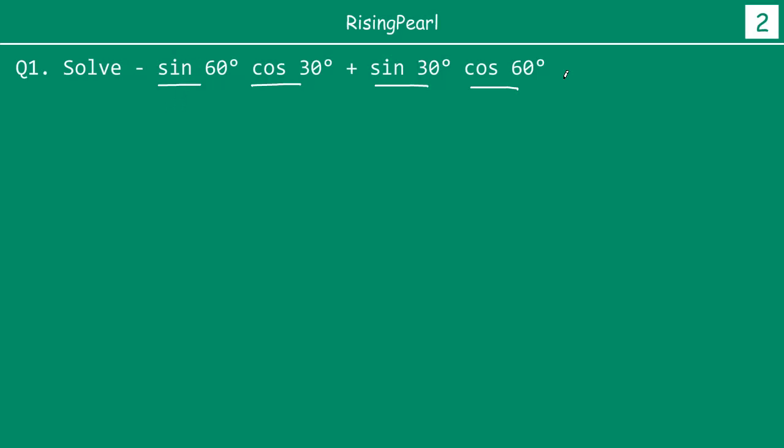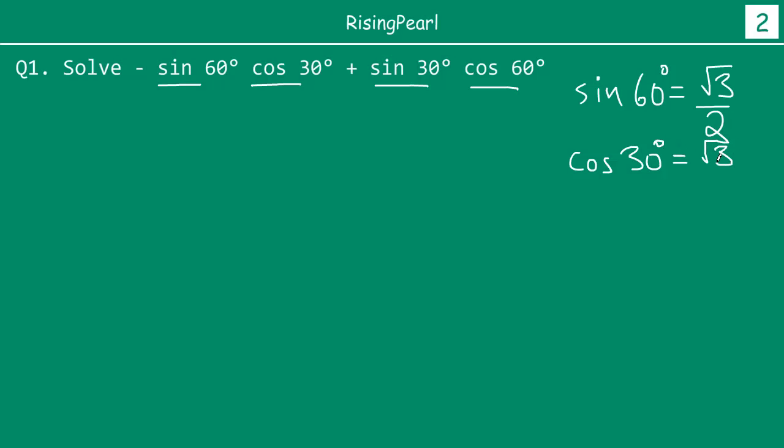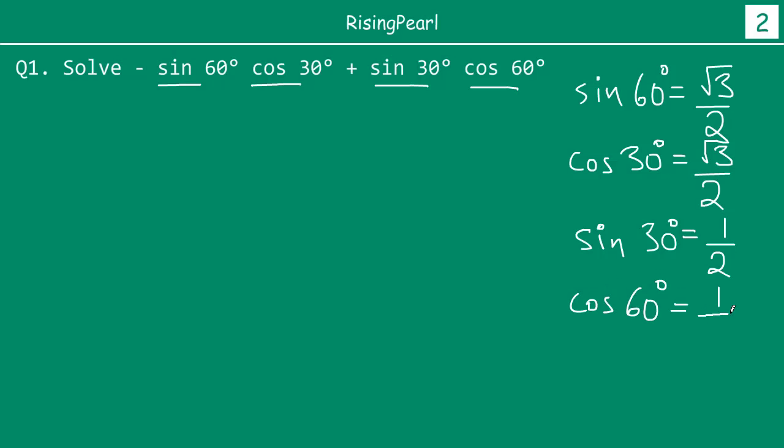So sine 60 degrees, so let's write it here, sine 60 degrees will be square root 3 by 2. Cos 30 degrees will be again square root 3 by 2. Now sine 30 degrees is 1 by 2 and cos 60 degrees is again 1 by 2.